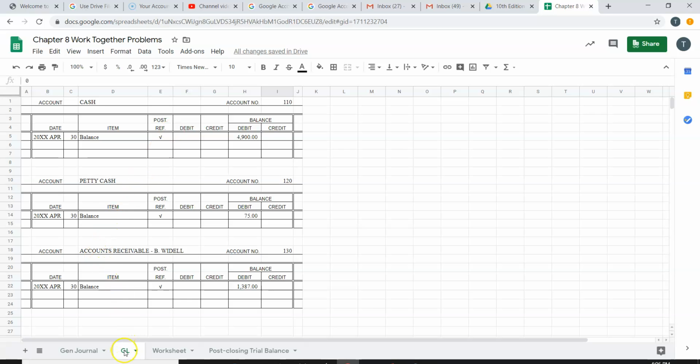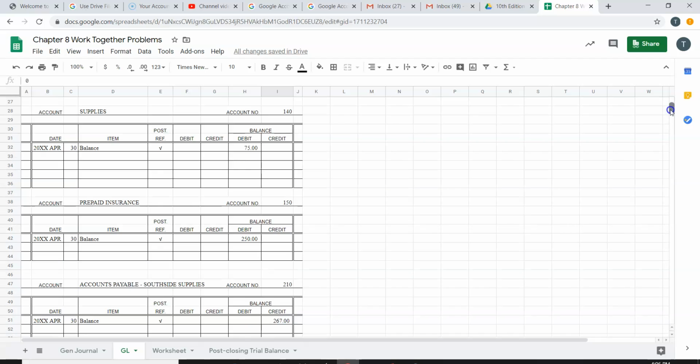So on your general ledger tab down here at the bottom, you'll see you've got cash. It has a debit balance. And then the other assets also have debit balances. So petty cash, your accounts receivable. If you scroll down, you've got supplies with a balance of $75. Prepaid insurance has a balance of $250.